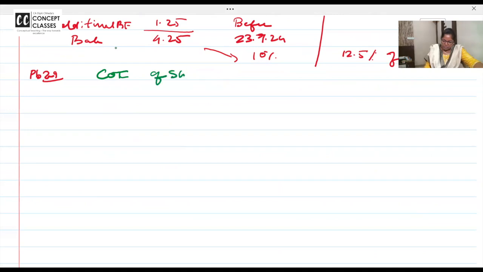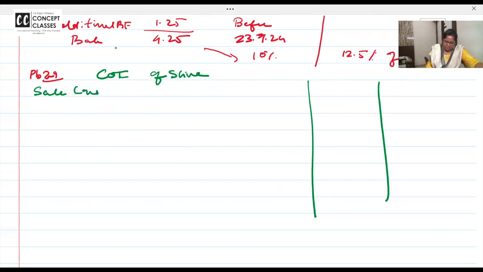Computation of income of Shiva. Start with the sale consideration. Excuse me. Little cold I am having today, but I wanted to complete it in sequence. Yes, it's a very nice problem. Sale consideration.